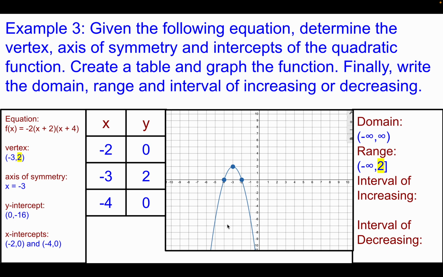My interval of increasing is going to go from negative infinity to negative 3. So it's increasing all the way until we hit this point right here. And then afterwards, we're decreasing. So from my vertex on, it's decreasing. And that's it for my third example.